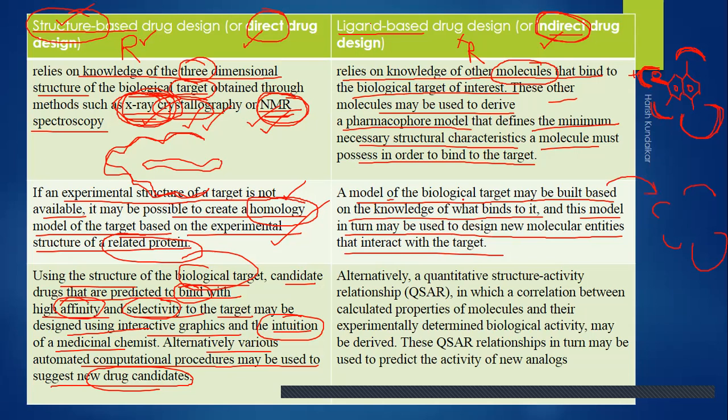Okay, a model of the biological target may be built based on the knowledge of what binds to it. That is, on the basis of the naphthalene-based molecules that were binding to this target, we have found out this model, and this model in turn may be used to design new molecular entities that interact with the target. Okay, so now we have this model which we know is binding to these naphthalene kind of molecules.